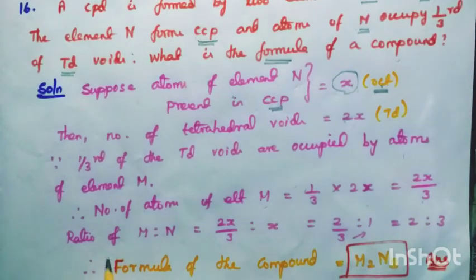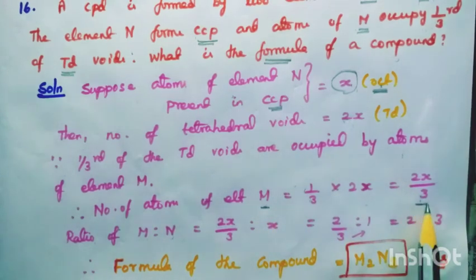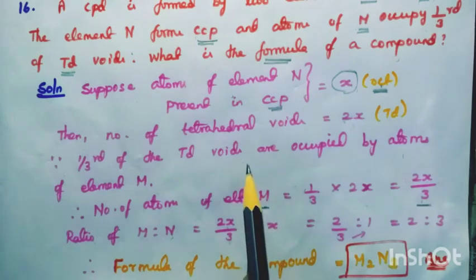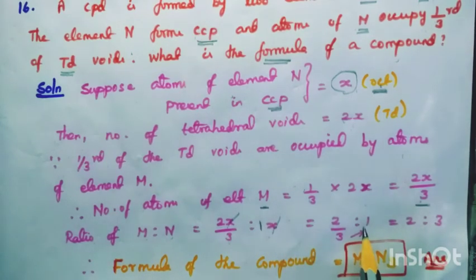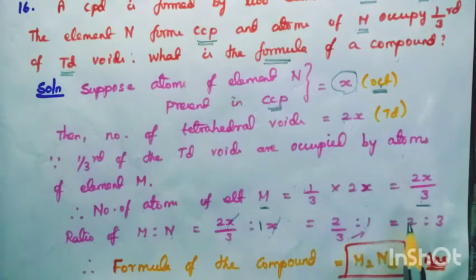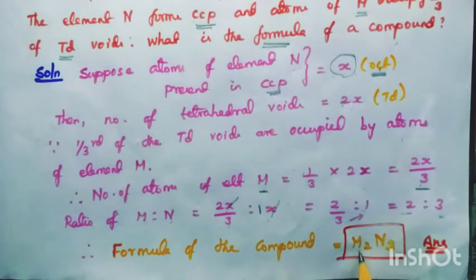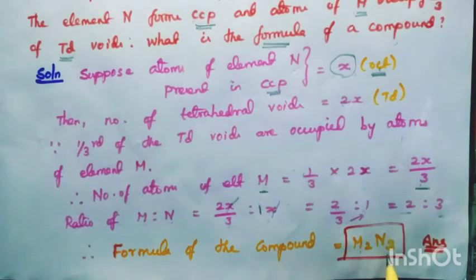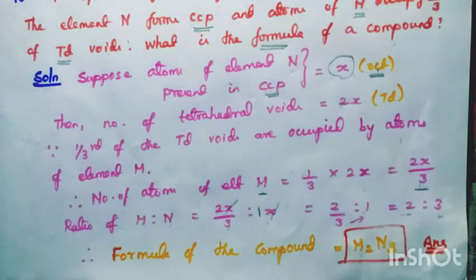Now find the ratio of M to N. M is 2x/3. N is x. So x cancels. This is 2/3 to 1. Take the LCM: 2 is to 3. What is 2? M. What is 3? N. So the formula of the compound can be written as M2N3. This is the formula of the compound in this problem.